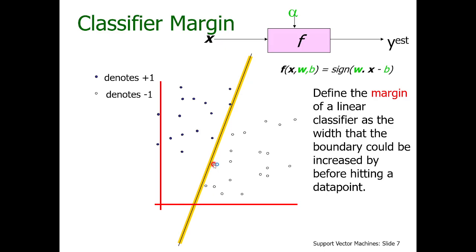So likewise you can identify one or more samples for getting the margin. Here you have identified one sample from +1 and one sample from the -1 class, and accordingly you draw this line or plane in such a way that it gets the margin of your linear classifier, the width by which the boundary could be increased before hitting a data point. So accordingly you will try to get this margin. This margin is also called a plane.